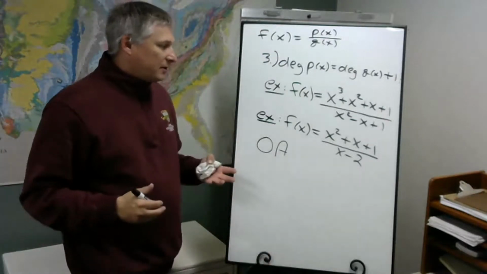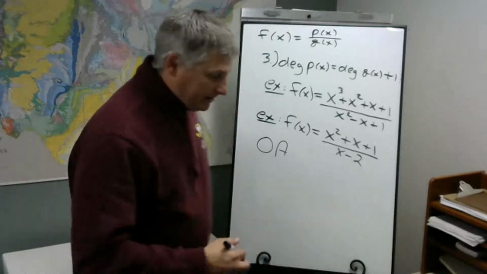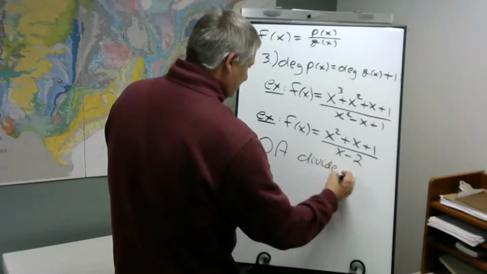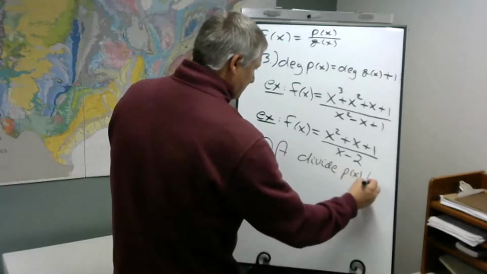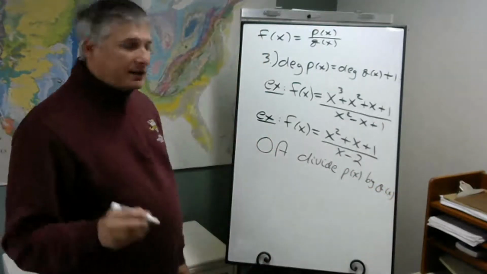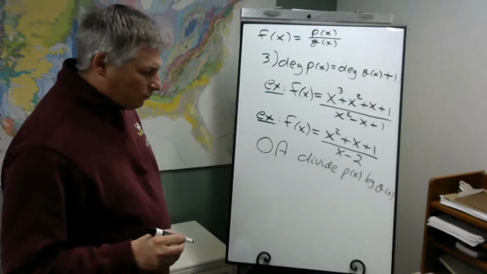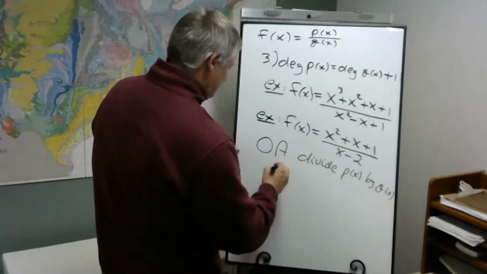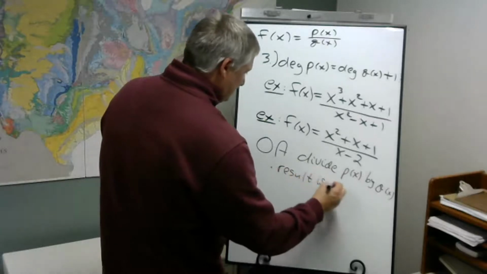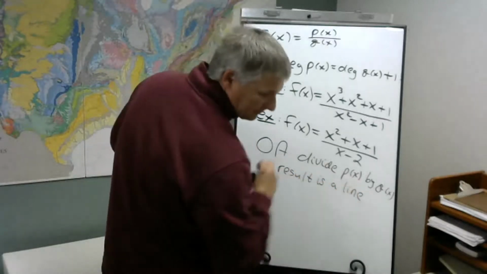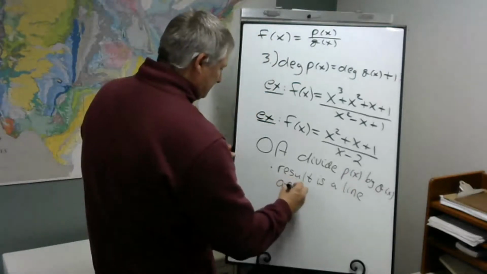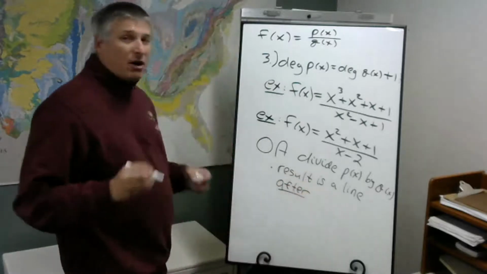In this third scenario, what we're going to do is we're going to divide. We divide p of x by q of x. And what we'll get, the result is a line. After, because we might also get a remainder.